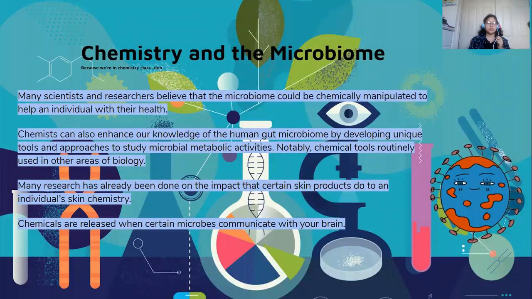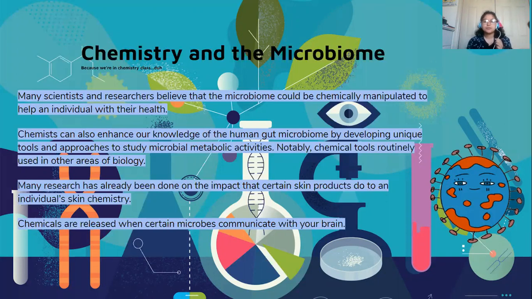So, chemistry in the microbiome. Many scientists and researchers believe that the microbiome could be chemically manipulated to help an individual with their health. So this is definitely true. It's been proven. If we do figure out a way to chemically manipulate it, it'll definitely help us with different therapies and medicines to help those who are having trouble with their health. Next, chemists are also trying to enhance our knowledge of the human gut microbiome by developing unique tools and approaches to studying microbial metabolic activities.